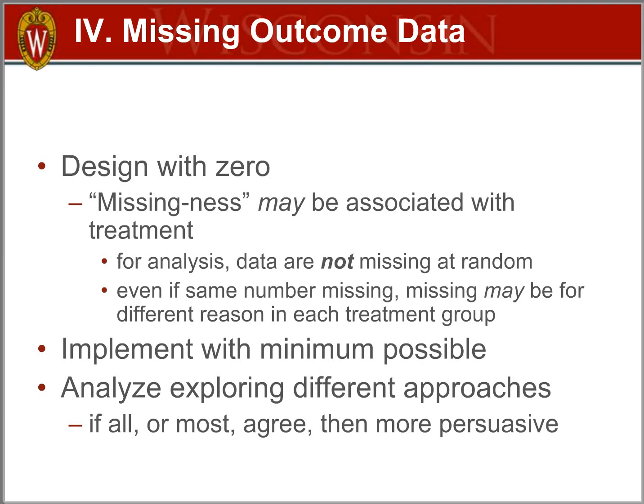We want to implement the trial with minimum possible missingness and try to explore the impact of missingness by various statistical techniques. But generally, it's very difficult to convince yourself that missingness has no impact. The message is design the trial with outcomes that are likely to be ascertained in all patients. During the conduct, work very hard to not have missing data. And then, if you have missing data, try to assess the results in various ways.